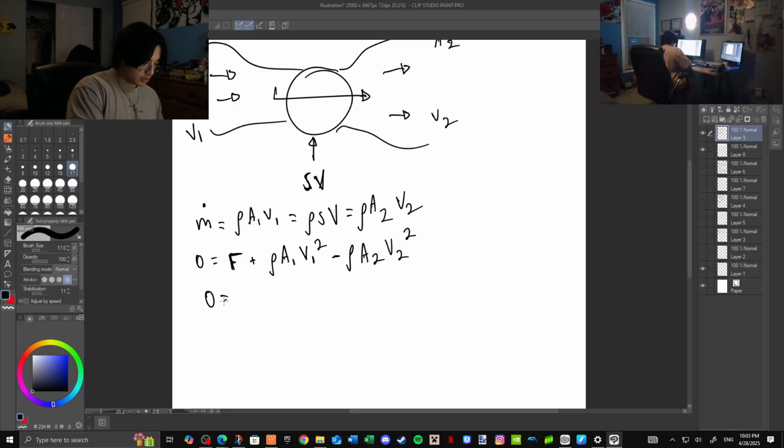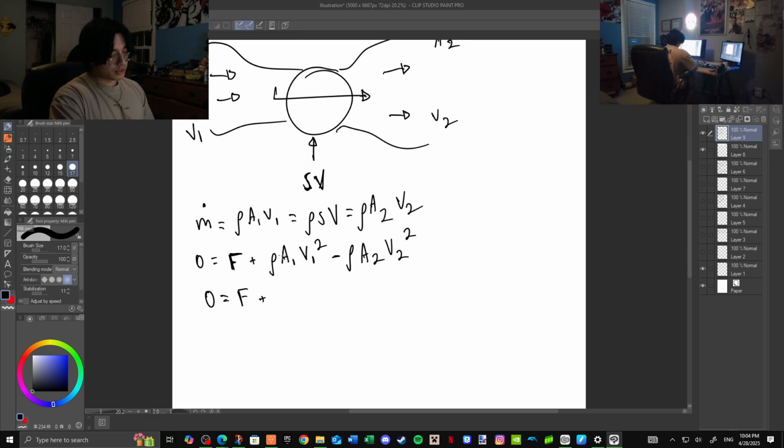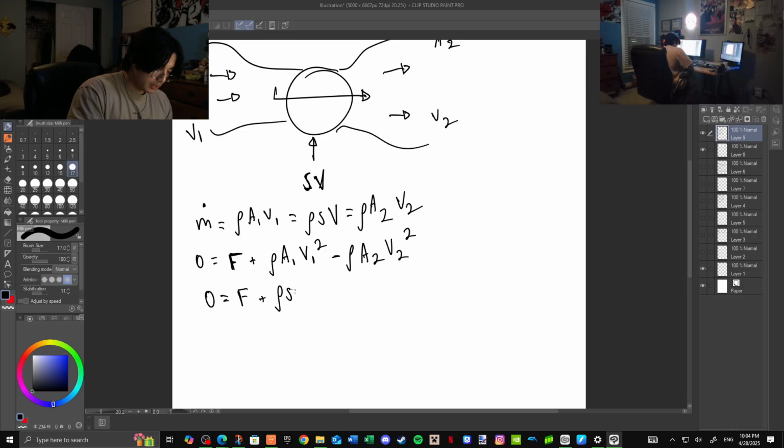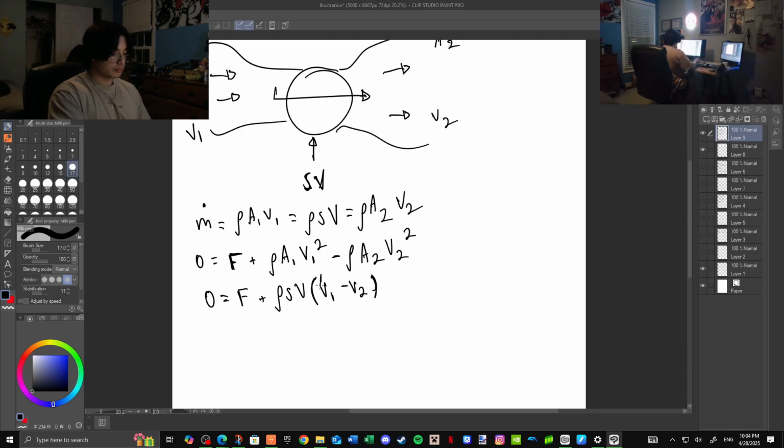Well, we can also recognize this equation as 0 is equal to F plus the mass flow rate times V in minus mass flow rate times V out, right? Well, we can actually set that mass flow rate equal to this. That will give a constant coefficient for each of these two parts. So we can actually just write rho S V times V1 minus V2, and this is still equivalent to this expression right here.